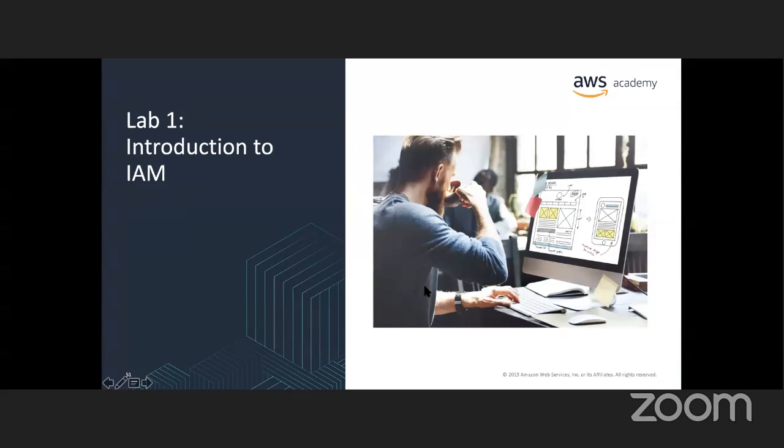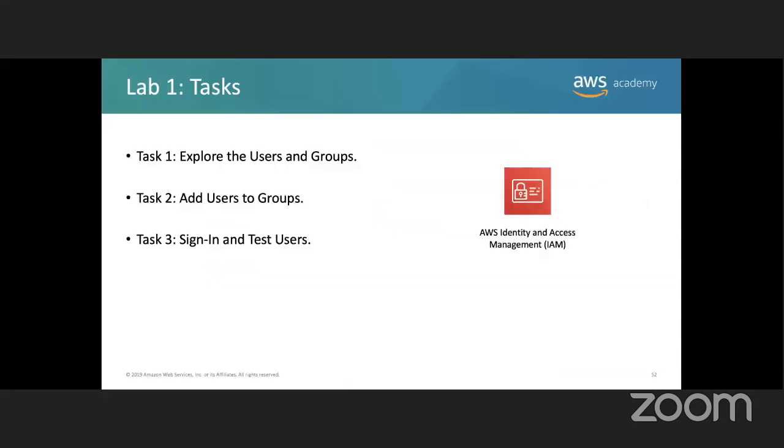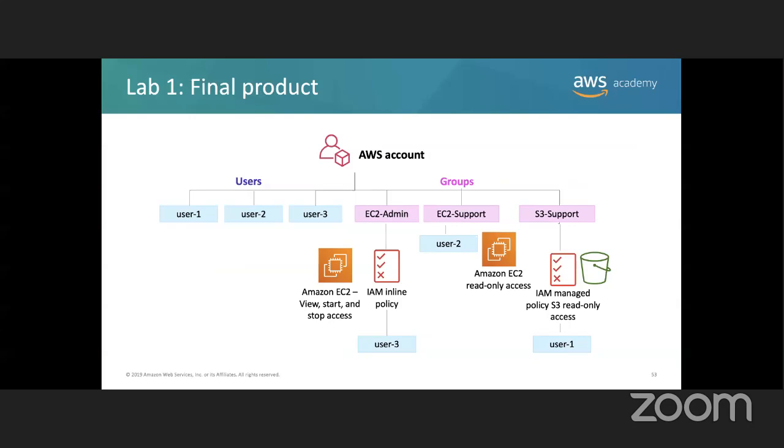So the lab that we're going to start today is an introduction to IAM users. We're going to explore the users and groups, add users to groups, and sign in and test users. The final product is going to be users: user 1, 2, and 3, admin, EC2, and groups: EC2 admin, EC2 support, S3 support. Inside the EC2 support group, we're going to have user 2. And inside the EC2 admin group, we're going to have user 3 with an IAM inline policy.